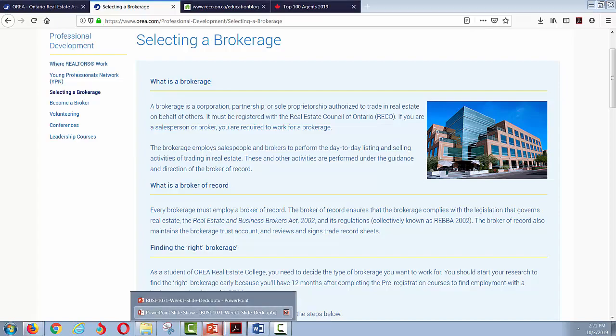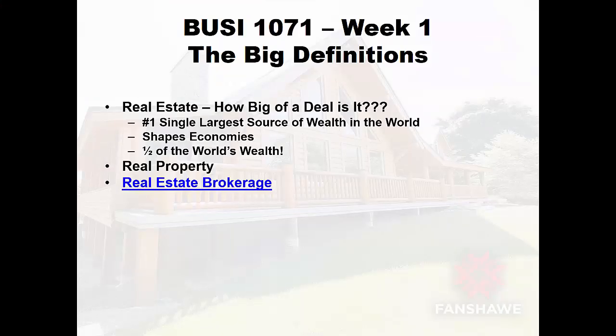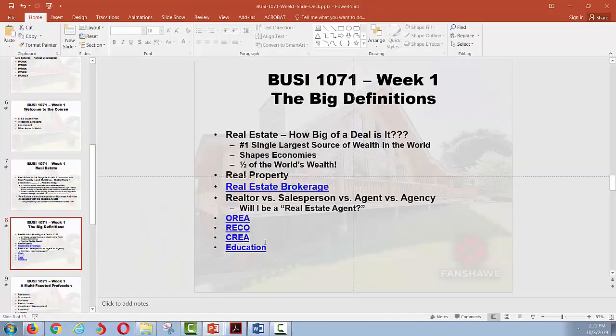Back to the slides quickly. We don't have to put them in partial screen format. So, a perfect segue into discussing the terms realtor versus salesperson versus real estate agent versus agency. People do not understand these terms. Without even going to Google, I want you to pay very close attention to my audio here, because I'm going to explain this. We're going to start with realtor.